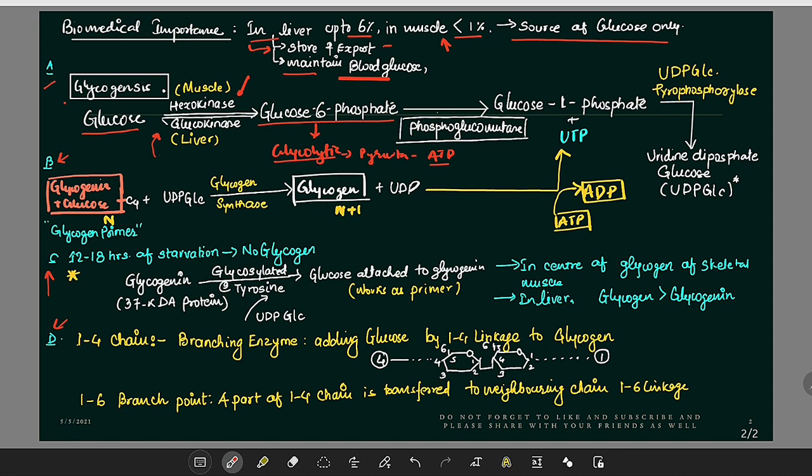But some extra amount of glucose has been synthesized. Suppose we have 10 glucose molecules and only 2 are utilized for the glycolytic pathway. The remaining 8 glucose molecules will go to storage, where glucose 6 phosphate is converted into glucose 1 phosphate with the help of the enzyme phosphoglucomutase, which changes the position of the phosphate in glucose from the 6th position to the first position.